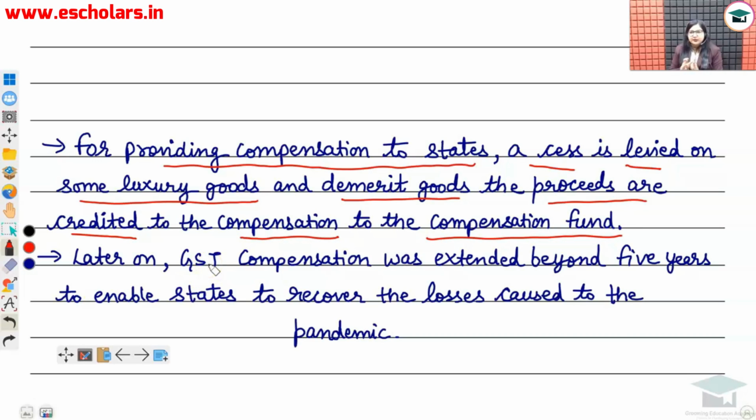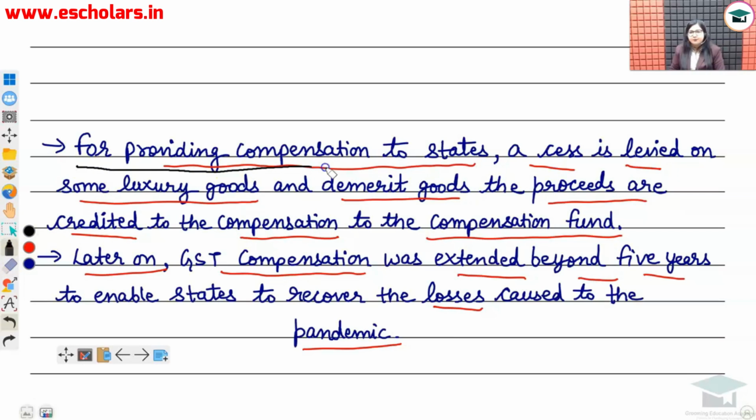Okay, so basically the proceeds of cess are credited to the compensation category under the compensation fund. Later on GST compensation was extended beyond 5 years because of the losses which were faced by the state governments due to the pandemic of COVID-19. So in order to recover those losses for the state governments, the GST compensation was extended beyond 5 years. So let's recall it.